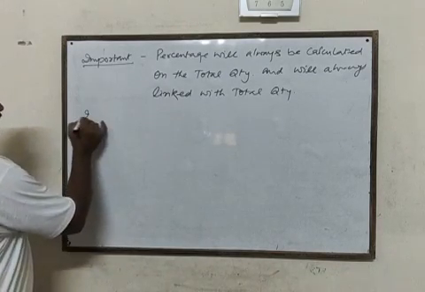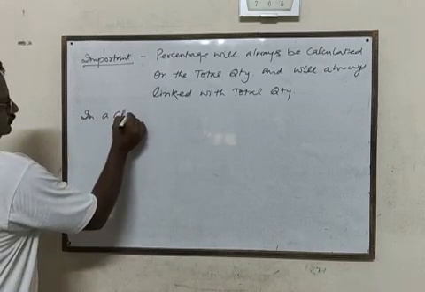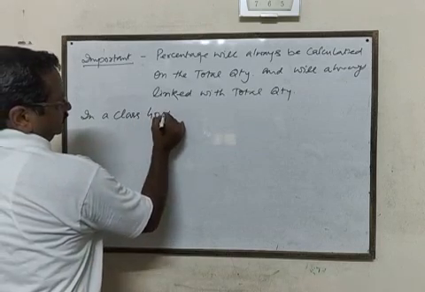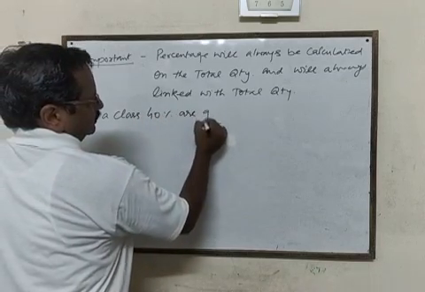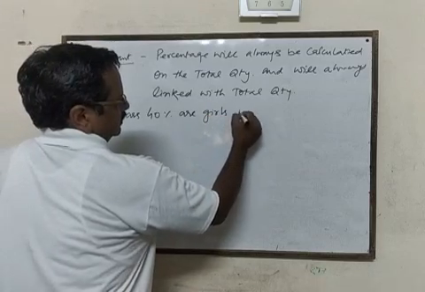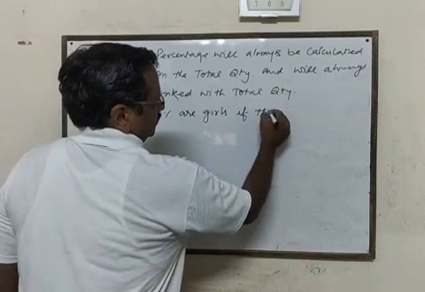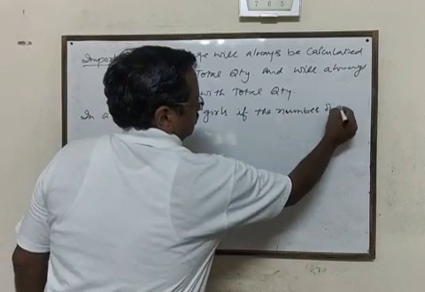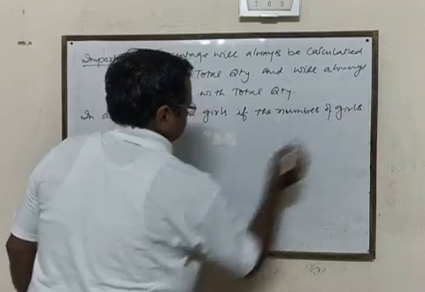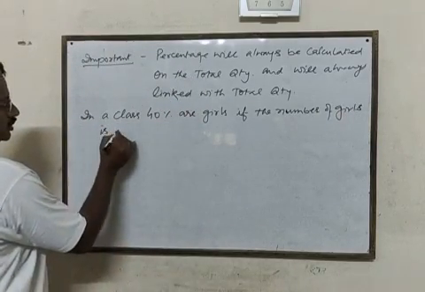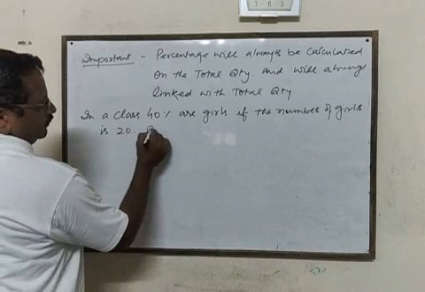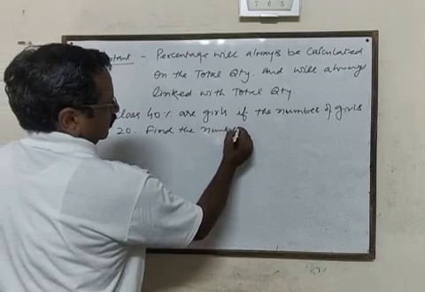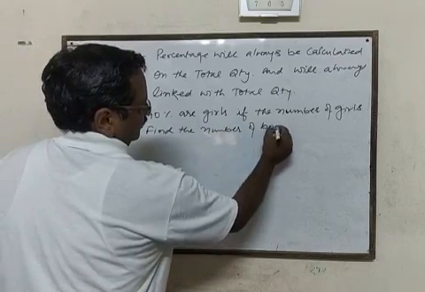In a class, 40% are girls. If the number of girls is 20, find the number of boys.